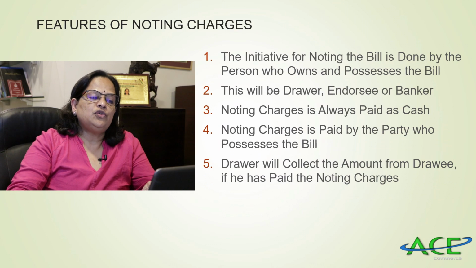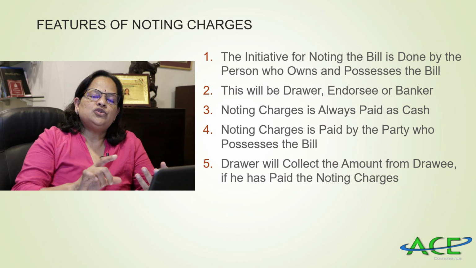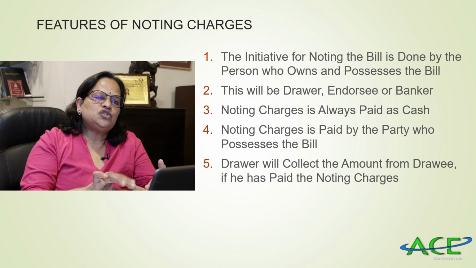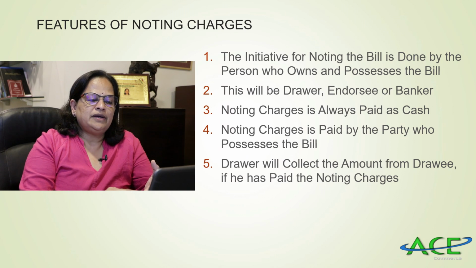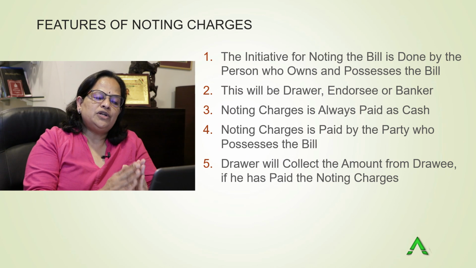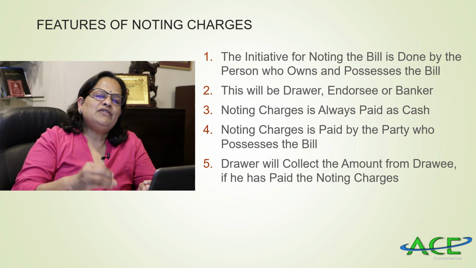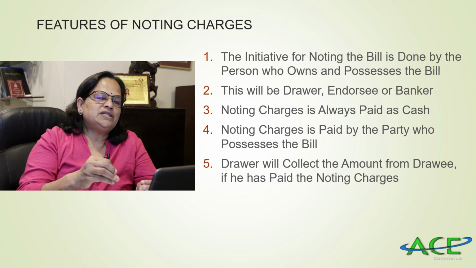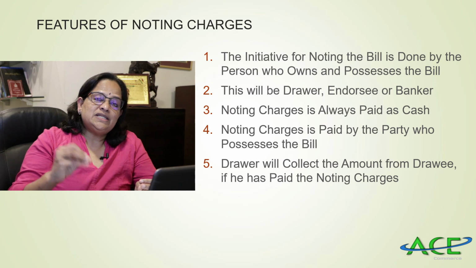Now, features of noting charges. The initiative for noting the bill is taken by the person who owns and possesses the bill. I told you three parties, drawer, endorsee, or bank, will have the bill. So noting charges will always be paid as cash. Noting charges will be paid by the party who possesses the bill. If the drawer has the bill, he will pay the noting charges, and later he can collect it from the drawee. So that is the arrangement.